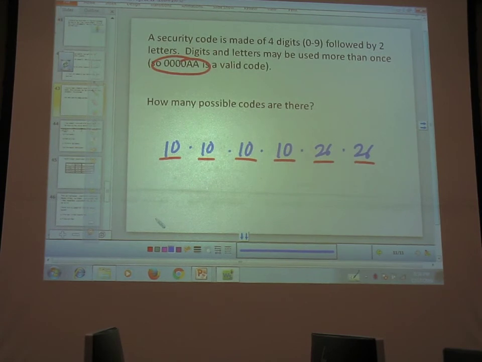Good? Alright, do problem 11 right above it.